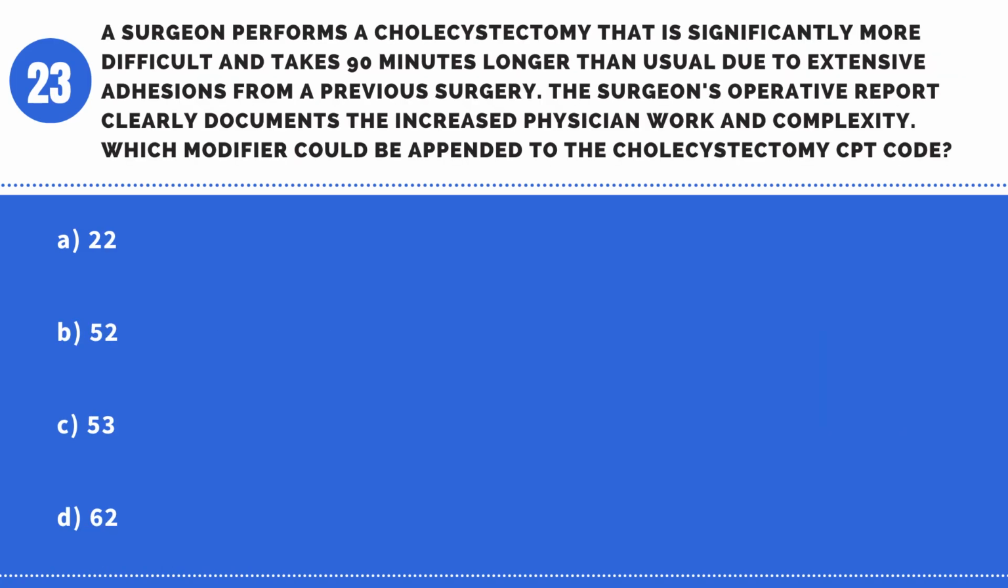Question 23. A surgeon performs a cholecystectomy that is significantly more difficult and takes 90 minutes longer than usual due to extensive adhesions from a previous surgery. The surgeon's operative report clearly documents the increased physician work and complexity. Which modifier could be appended to the cholecystectomy CPT code? A. 22. B. 52. C. 53. D. 62.